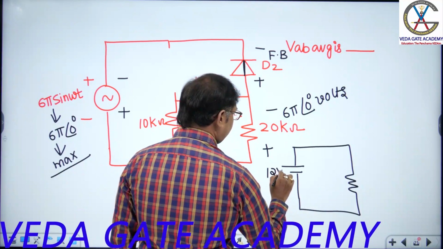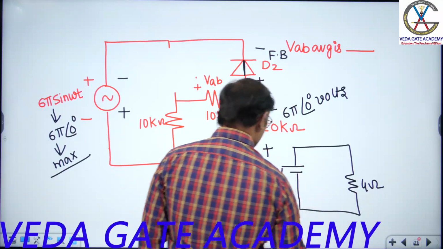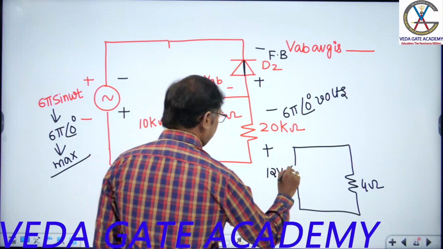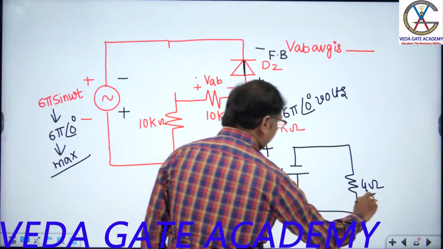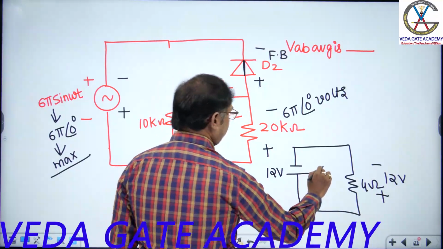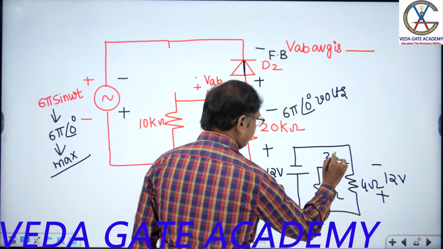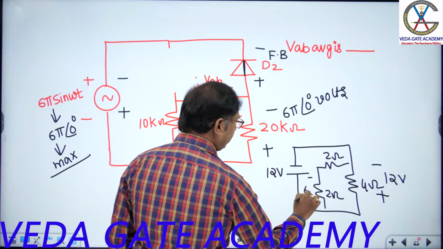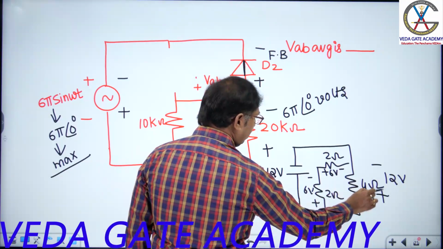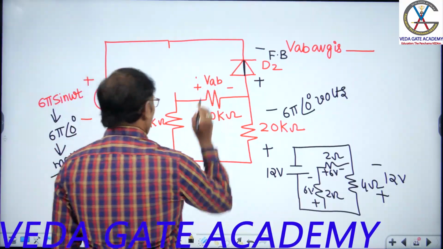This is some 12 volts. This is some 4 ohms, with reverse polarities. Now, what is this voltage? 12 volts. Now, connecting a resistance like this, 2 ohms. How does the voltage divide? Plus minus 6 volts. Apply KVL: 12 equals 6 plus 6. Perfectly matched.